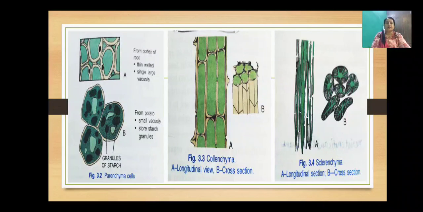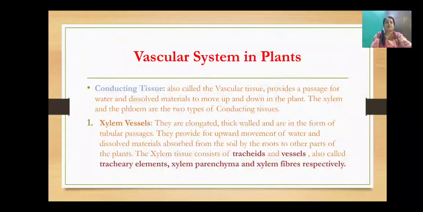Next, we can see here the diagrams of the different kinds of tissues. It is displayed here now. In the first part you can see the parenchyma cells, the shape is shown, okay. Then next we have the collenchyma cells. We can see the longitudinal as well as the cross section view of it. Then in the next part we can see the sclerenchyma, okay, both longitudinal and cross sectional views.